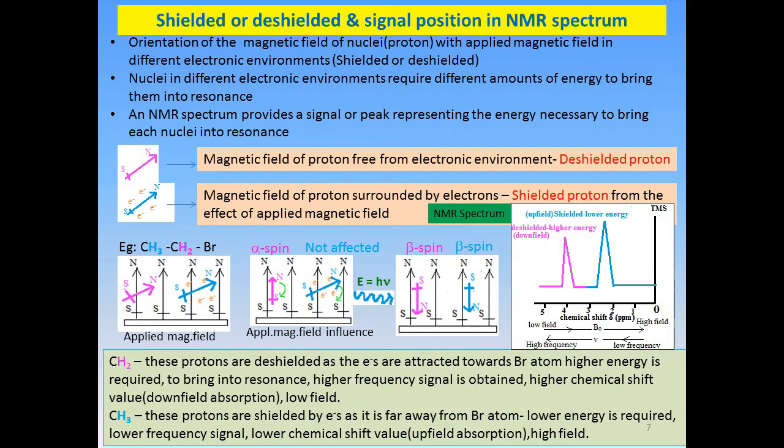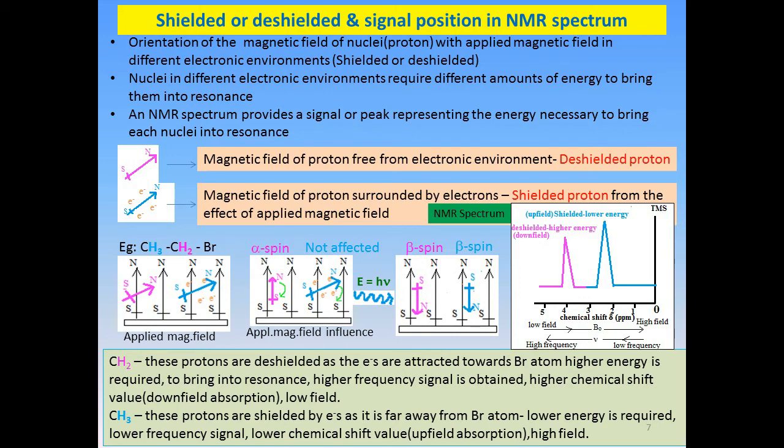So in the above example, CH2 protons are de-shielded as the electrons are attracted towards the bromine atom. As the bromine atom is highly electronegative, it will attract the bonding electrons towards itself, and the protons are de-shielded, free from the electronic environment. Hence, higher energy is required to bring them into resonance, that is, flipping from alpha spin to beta spin. So higher energy is required, higher frequency signal is obtained, higher chemical shift value is noted, and the absorption takes place in the downfield, low field absorption.